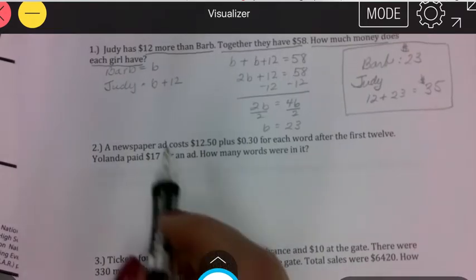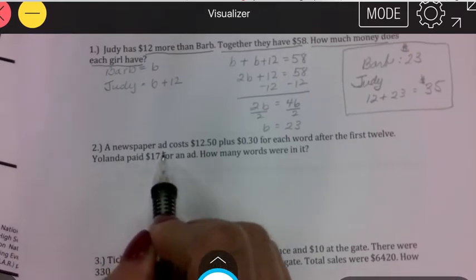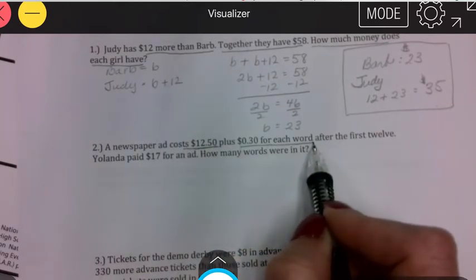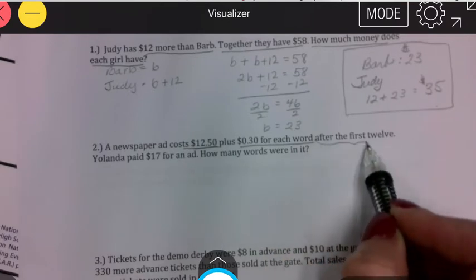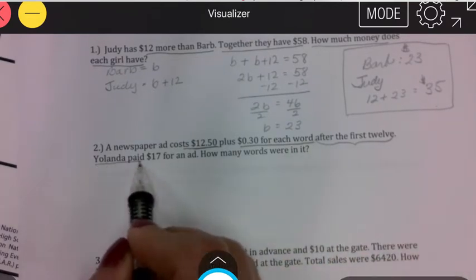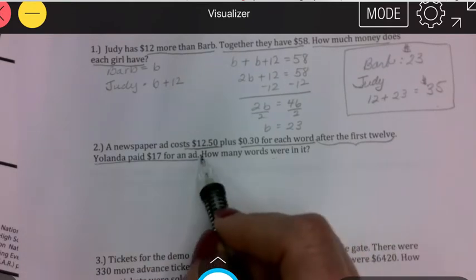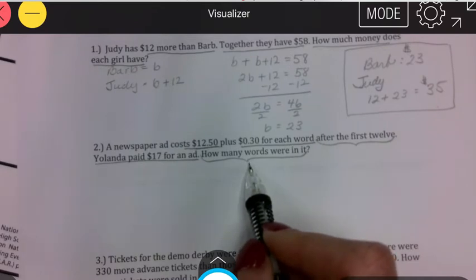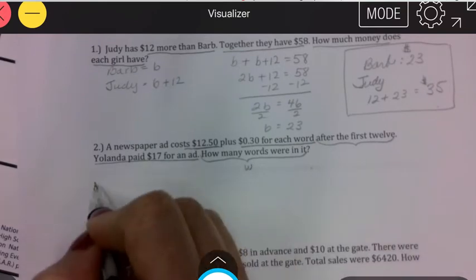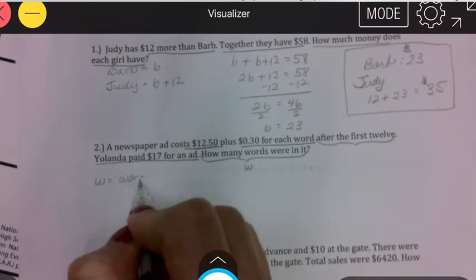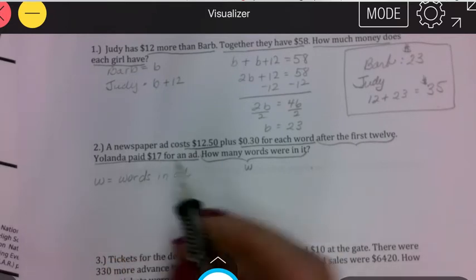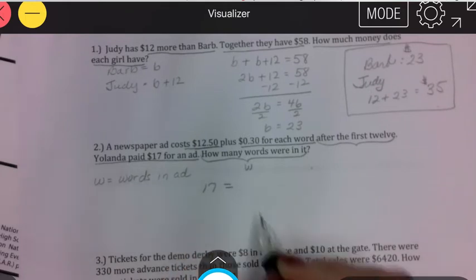On the second problem, it says the newspaper ad costs $12.50 plus 30 cents for each word after 12. Yolanda paid $17 for an ad. How many words were there? Oftentimes, if you look at the question, that'll help you decide what exactly our variable is. So if I let W be the words in my ad, and Yolanda paid $17 for that ad, so 17 equals.